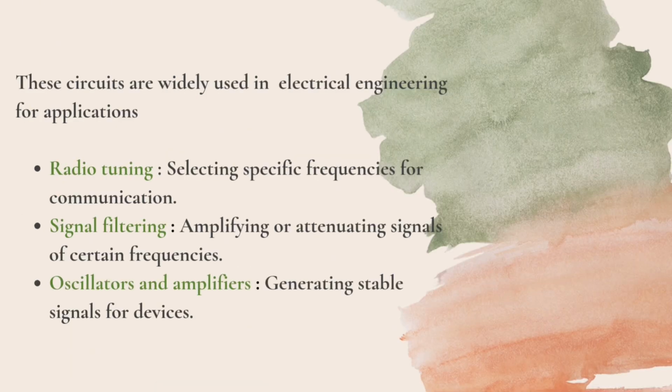Now for the next slide, we want to know the application of circuit used in electric engineering. There are 3 examples. First, we have radio tuning. It's selecting specific frequency for communication. Second, we have signal filtering. It is for amplifying and attenuating signal of certain frequency. Last, we have oscillator and amplifier. It is for generating stable signal for devices.